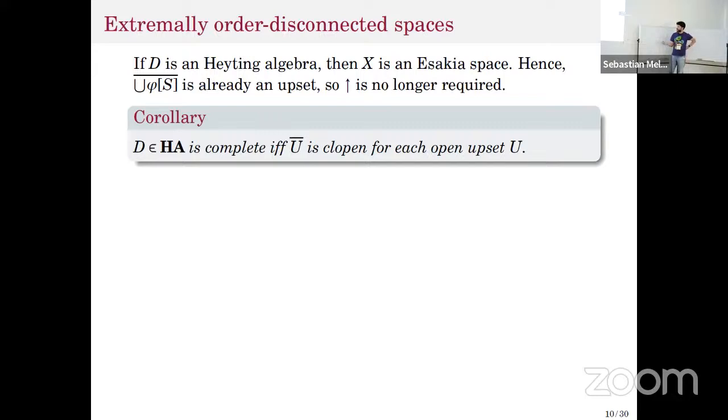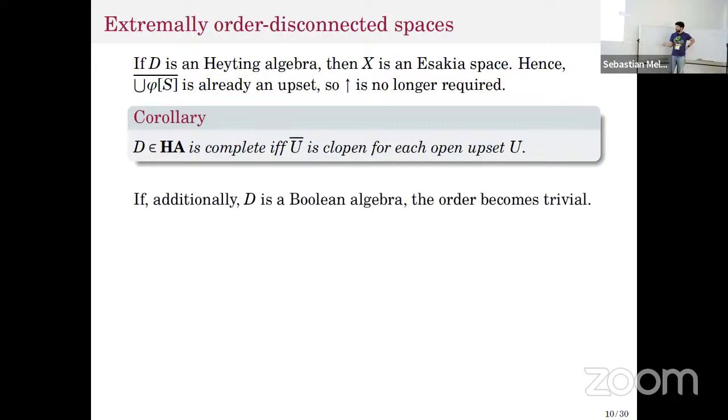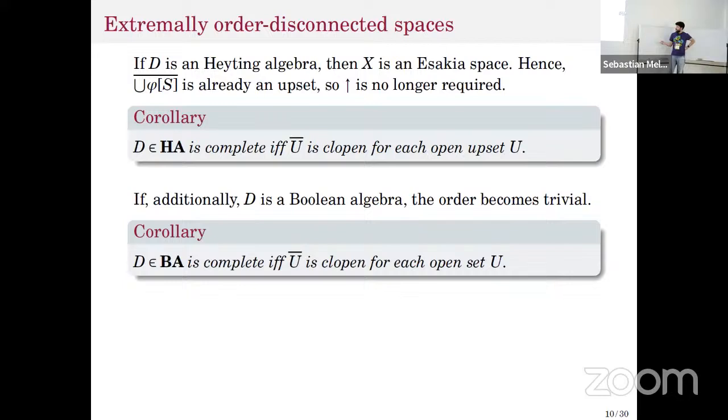I also want to point out that every Boolean algebra is a Heyting algebra. So we can restrict this also to Boolean algebras. What happens in a Boolean algebra is that the order of the Priestley space is just discrete. There's no order basically. So then open upsets are just open sets. So a Boolean algebra is complete if and only if the closure of U is open for each open set.